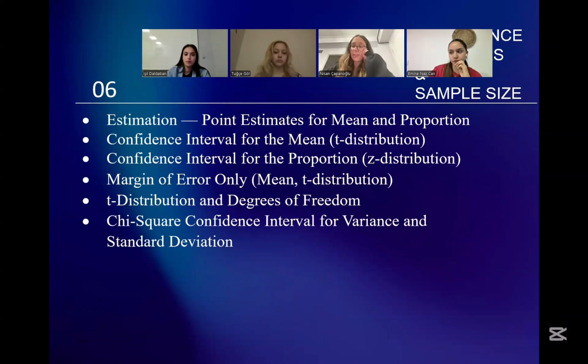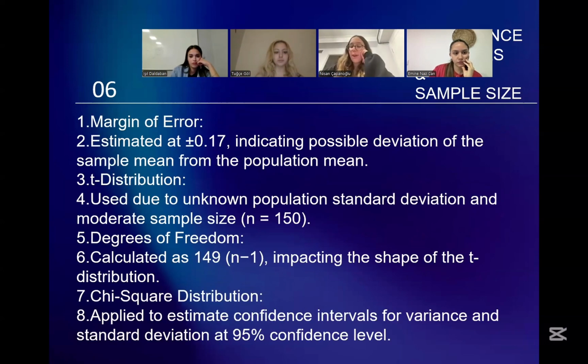We explain point estimates, confidence intervals for means and proportions, and the margin of error. We also mentioned the T distribution, degrees of freedom, and the chi-square distribution for variance and standard deviation. We estimated a margin of error of plus or minus 0.17 using a sample of 150. Since the population standard deviation is unknown, we use the T distribution. With 149 degrees of freedom, we used the chi-square distribution to build 95% confidence intervals for variance and standard deviation.